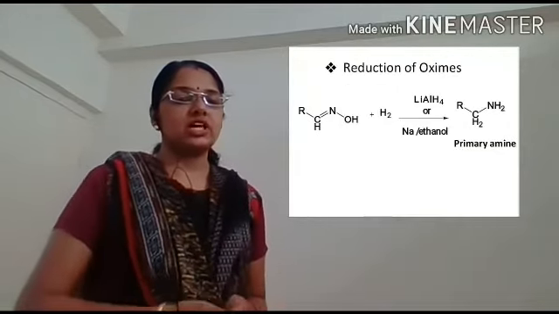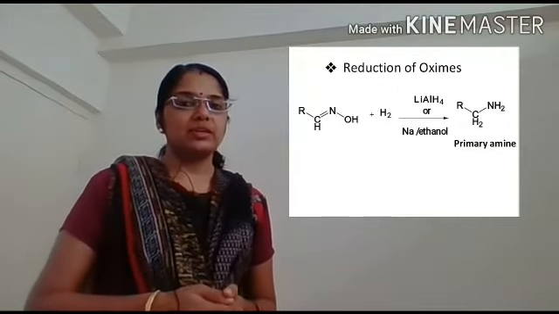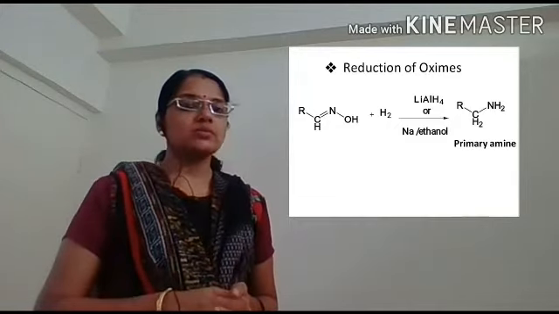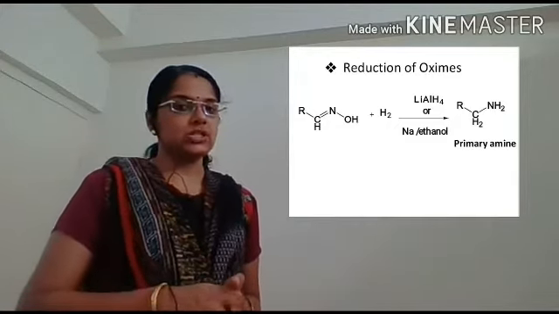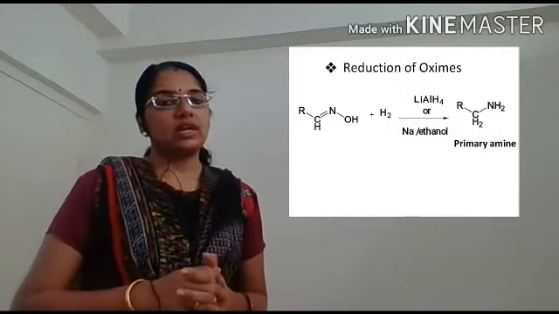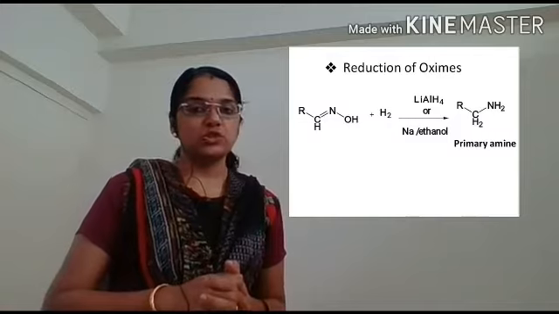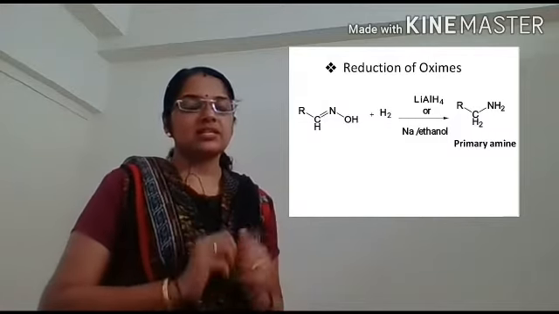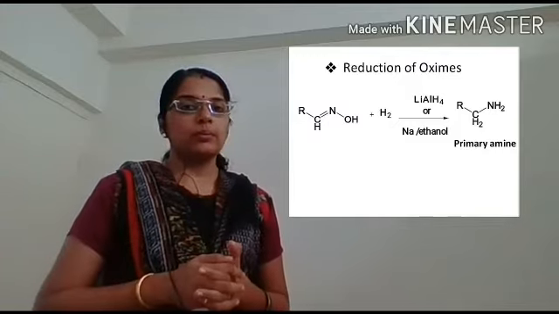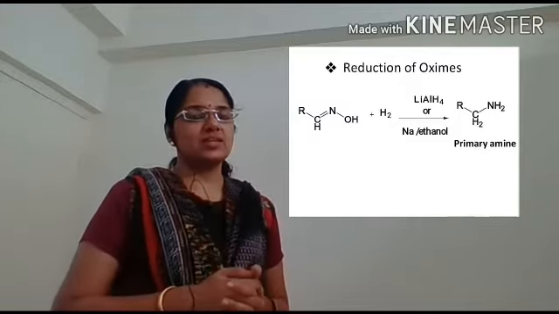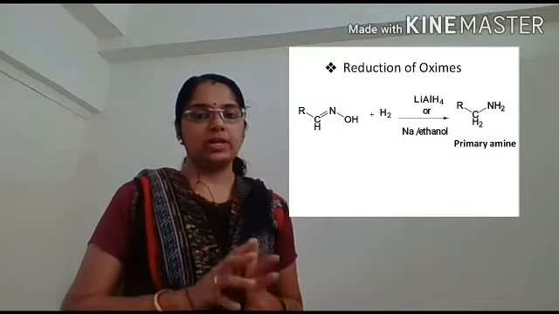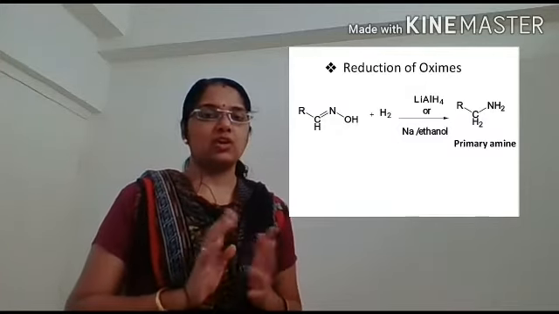Another functionality which can be reduced to an amine is the oxime. How is this oxime obtained? An oxime can be obtained by the condensation reaction between an aldehyde or a ketone with hydroxylamine, that is NH2OH. After getting the corresponding oxime, it can be reduced to an amine by treating with any reducing agent, hydrogen in the presence of nickel, palladium, platinum, or lithium aluminum hydride, or sodium in the presence of ethanol, etc.